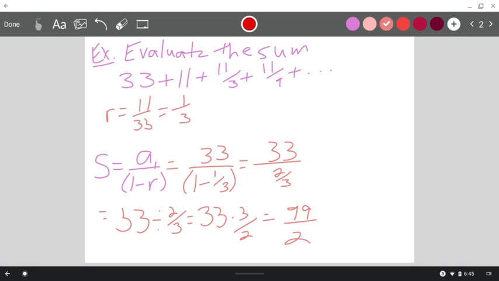Again, we want fractions. We don't want decimals. So if you take all the numbers that keep going forever and ever and add them all together, the infinite amount of numbers, you get 99 over 2.